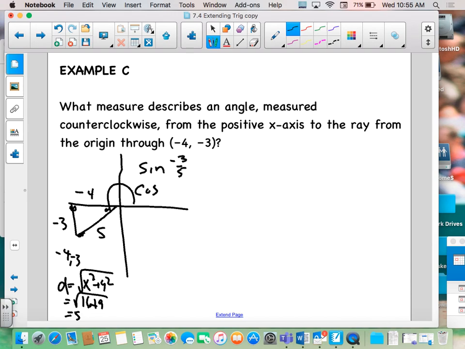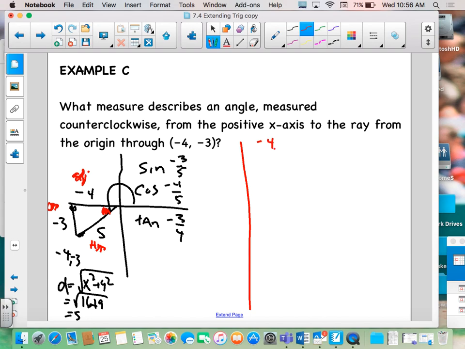Cosine would be -4 over 5. Tangent would be -3 over 4. So from that angle by the origin, this is opposite, this is hypotenuse, this is adjacent, which I have trouble putting a D in there right now. That's nothing new. This is the new way.